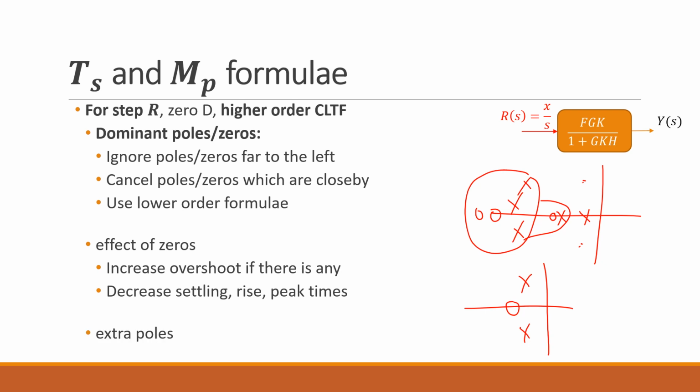If you have extra poles in the system which are nearby and non-dominant, then those extra poles have exactly the opposite effect of zeros, which means they tend to decrease the overshoot and they tend to increase the settling time. Hence, using this idea, we can approximate the higher order systems by first order and second order formulae, but always remember the effects of extra poles and zeros.